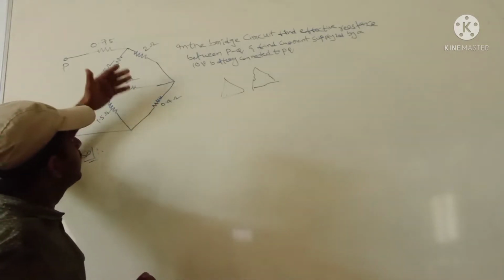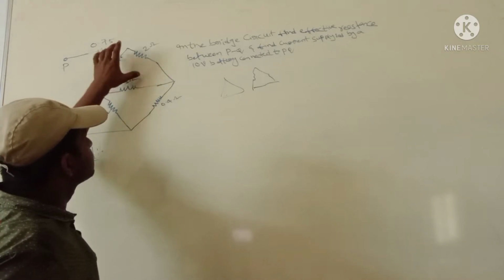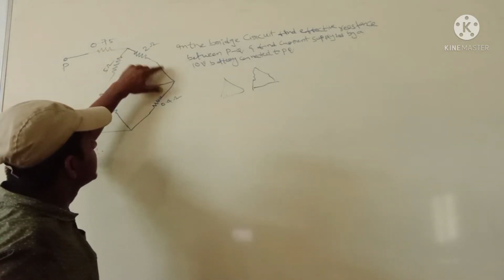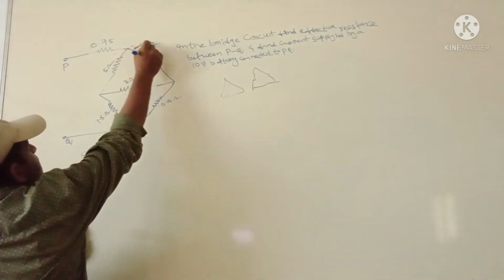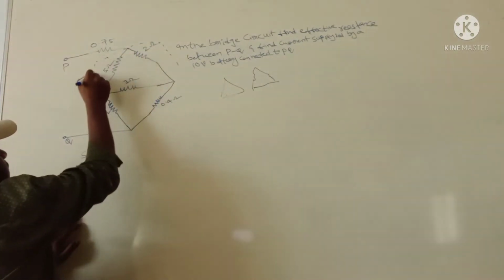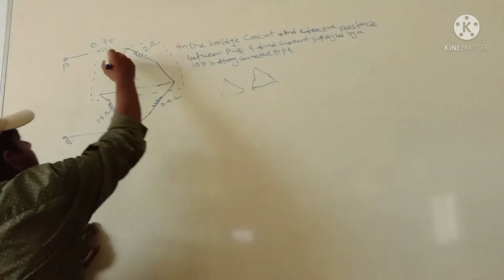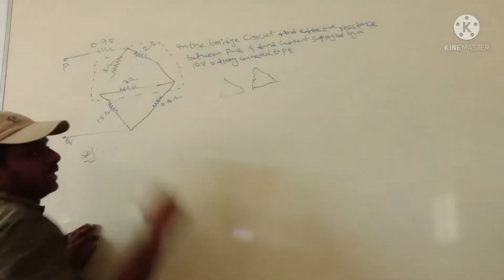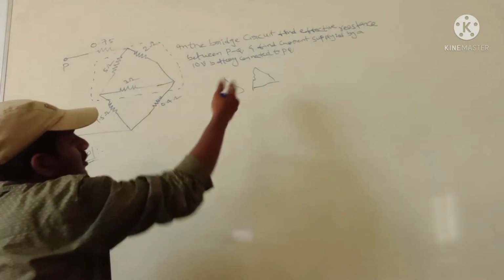So for simplification purposes, we have to convert either this delta or that delta into a star connected network. Let us consider only this delta connected network. So this delta connected network is converted to star. How can we convert it into star here?